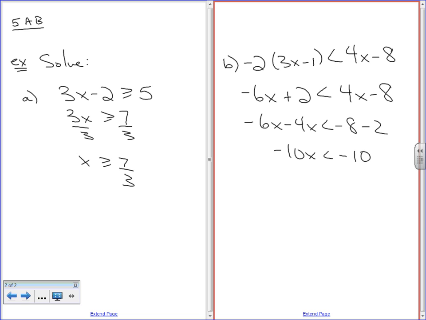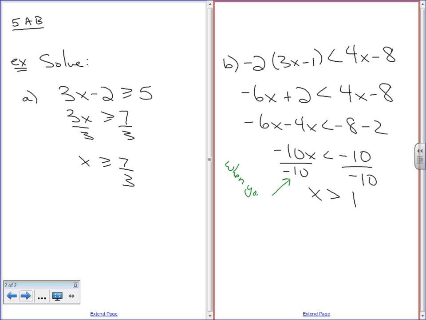Dividing by the coefficient in front of the x, because you don't want that. And this right here is the new part. Whenever you divide or multiply by a negative coefficient, then the inequality changes direction. And that's really the only thing you have to remember for inequalities. It's just like solving an equation, but when you multiply or divide by a negative, you change the direction.